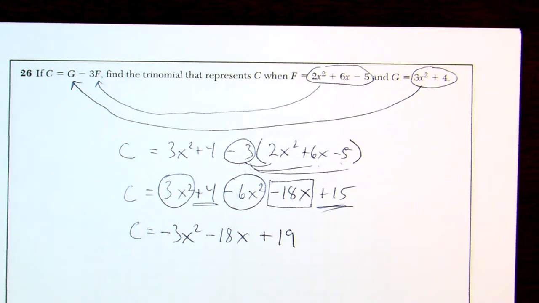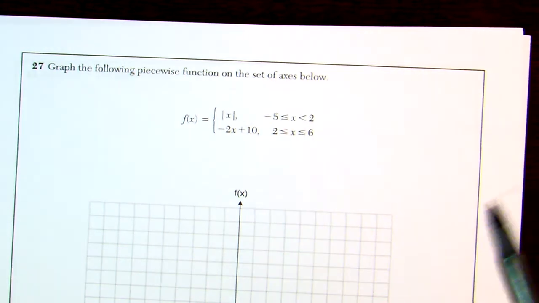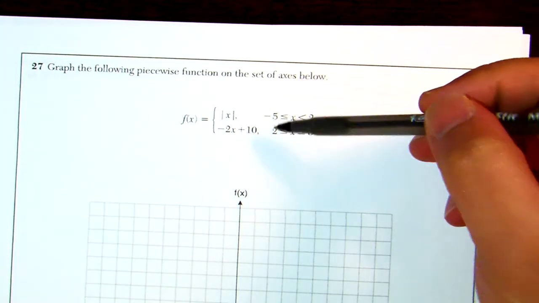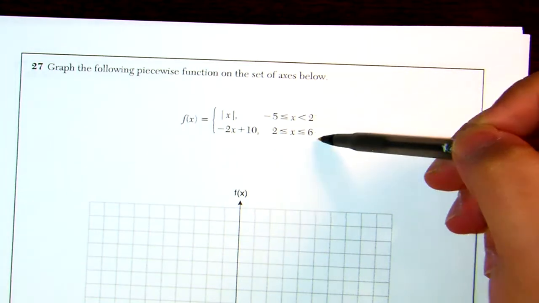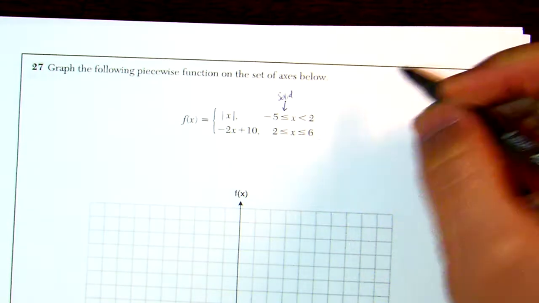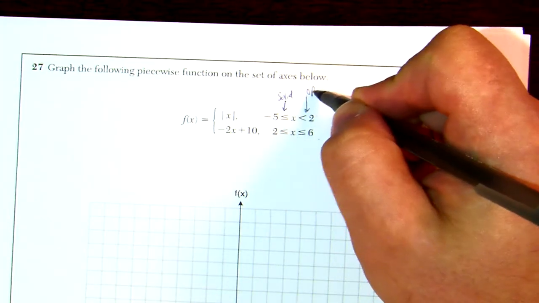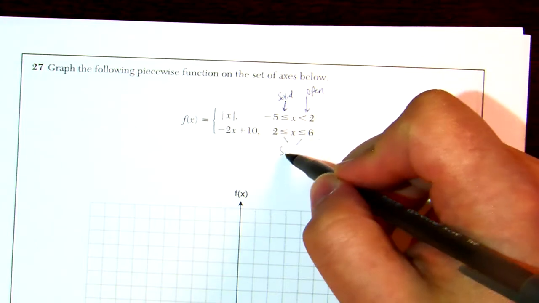So that's 26. Okay, 27. Looks like we got a piecewise function here. And these aren't that bad, guys. Hardest thing is really to recognize what the restrictions are. So this one says we want to go only between negative 5 and 2. And this bottom one, we only want to go between 2 and 6. I'm going to label, this is going to be a solid dot at negative 5, and this will be an open dot at 2. Then both of these will be solids, because of the line underneath the inequality.